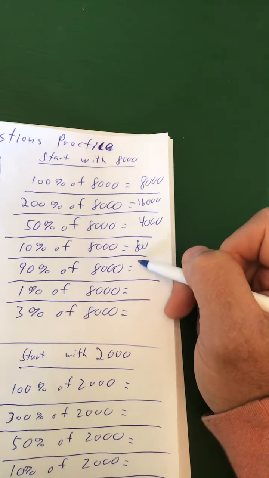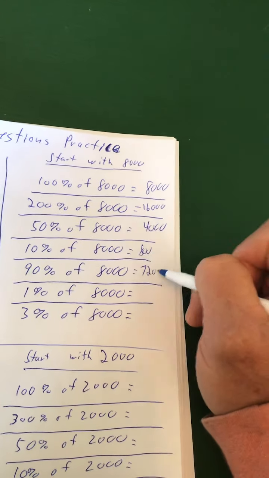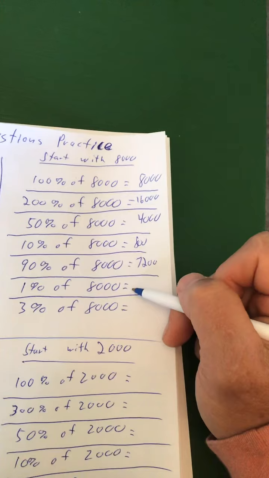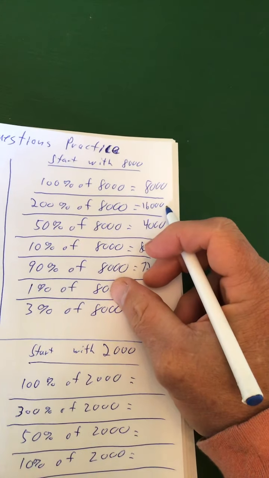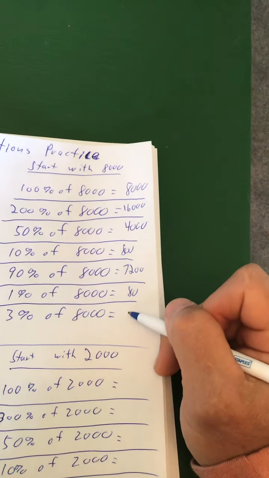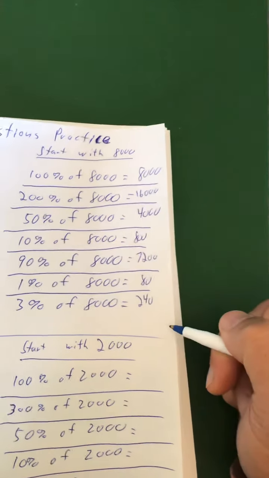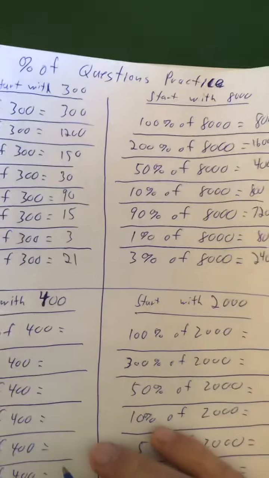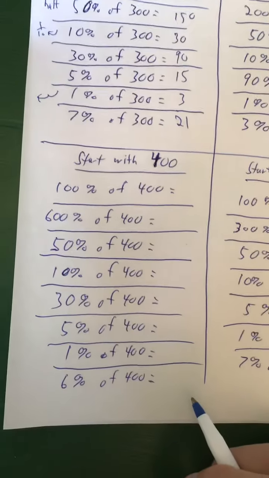90%, you're just going to multiply that by 9. That's 7,200. It's a little less than 100%. 1%, you move it 2 or cover 2 zeros. That's going to be 80. So 3%, you just times 3. That's 240. Hopefully you did great on that one. So hopefully you're getting the hang of this.